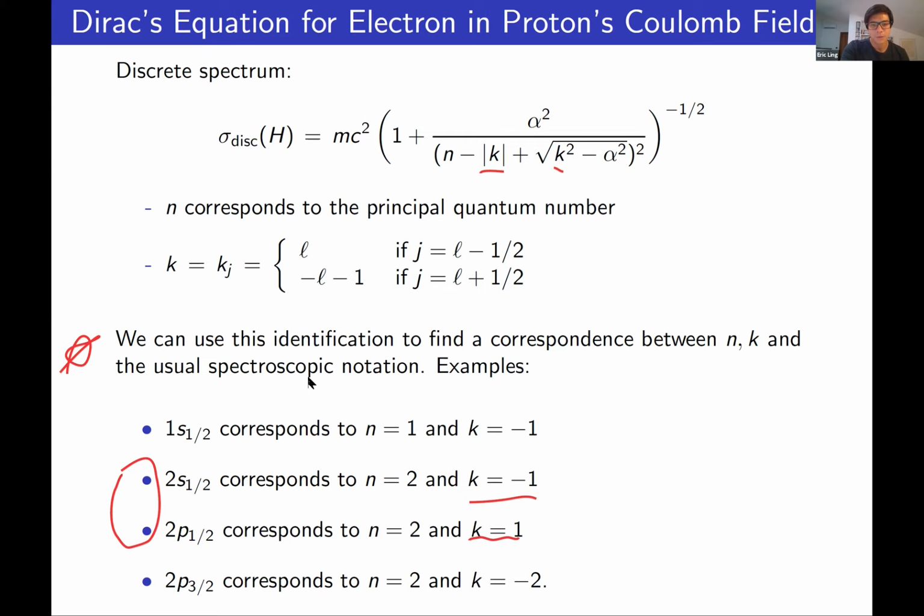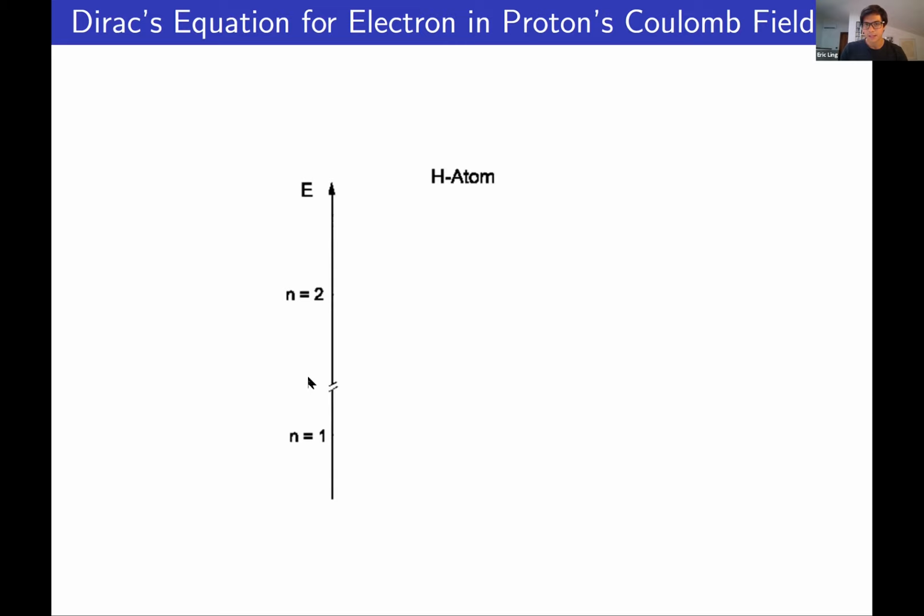Whereas the 2p3/2 state corresponds to n equals 2 and k equals minus 2, and so this will be at a higher energy level, and it's the breaking of these degeneracies which is known as fine structure. So to recap here, in this picture we're looking at the first two principal quantum numbers in the hydrogen atom. So Bohr tells us that these two are at two different energy levels.